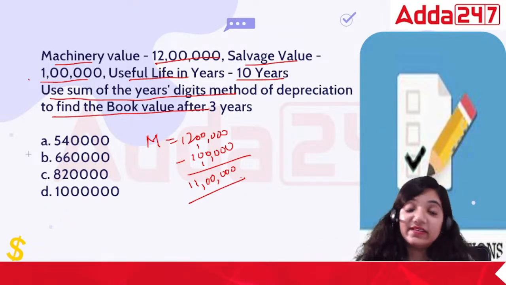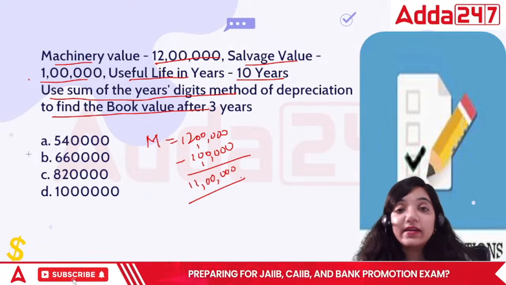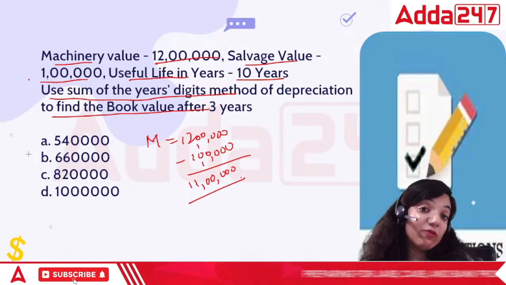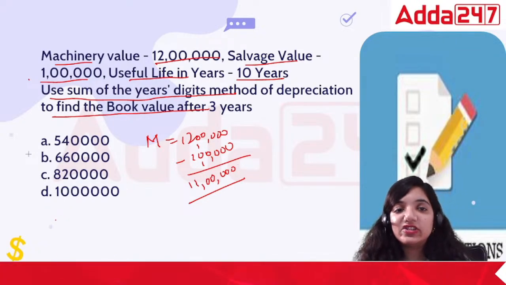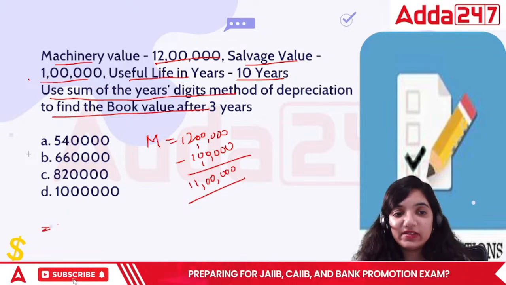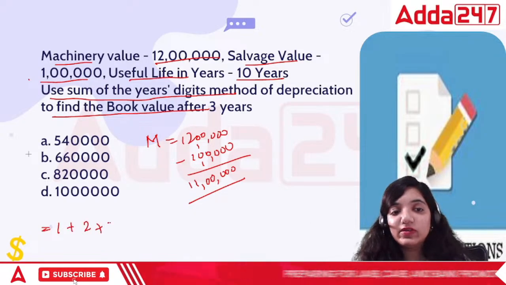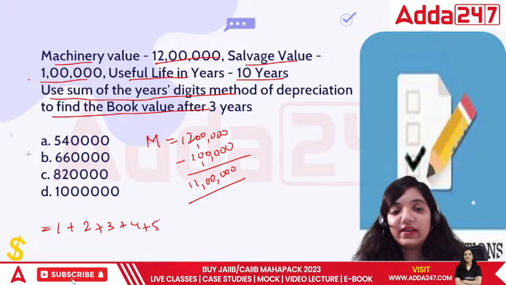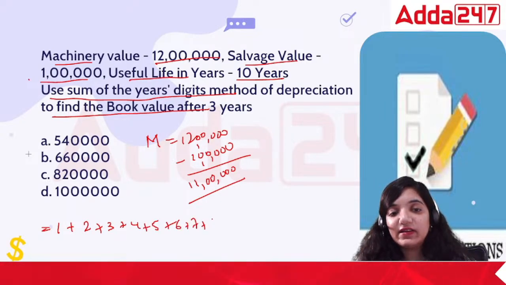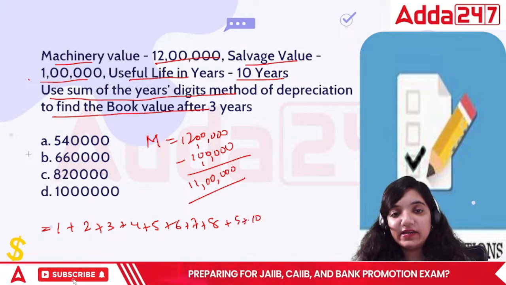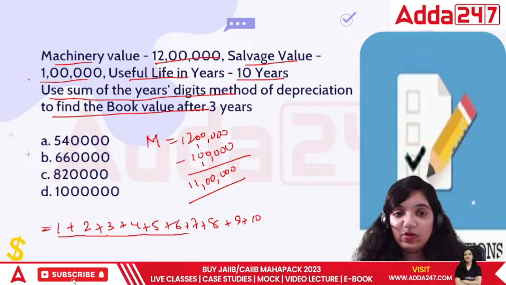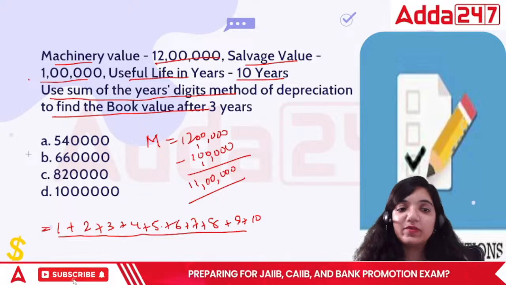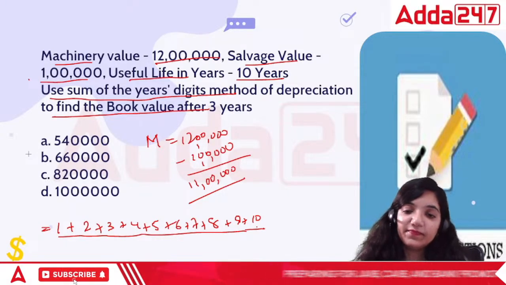Now the problem is they don't want us to find out the value today. They don't want it tomorrow, but they want it after 3 years. So first of all, what is the sum of digits method? The sum of digits method says write down the number of years it is going to be used: 1, 2, 3, 4, 5, 6, 7, 8, 9 and 10. This particular machinery can be used for 10 years, so I have written 10 there. What is the sum of this entire number, 1 plus 2 plus 3 up to 10? What is the value?